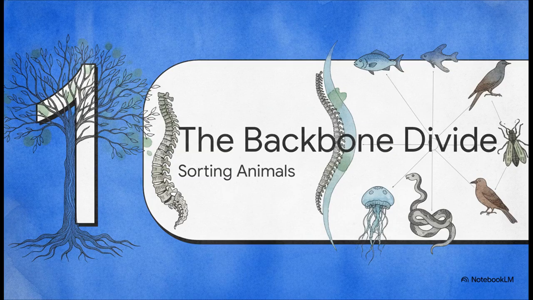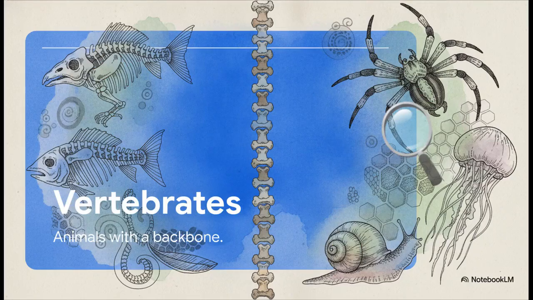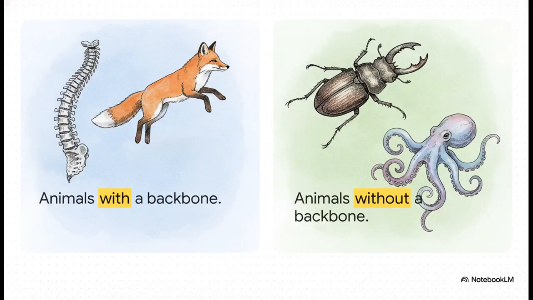Section 1. The Great Backbone Divide. Okay, let's dive into this. To organize this massive web of life, we have to look at one absolutely fundamental structural feature: the backbone. It is the crucial biological dividing line in nature. On one side, we have vertebrates, and on the other, invertebrates. Essentially, everything in this initial sorting phase comes down to the presence or the complete absence of that central pillar of bone and cartilage. The implications of having this internal scaffolding are just massive.